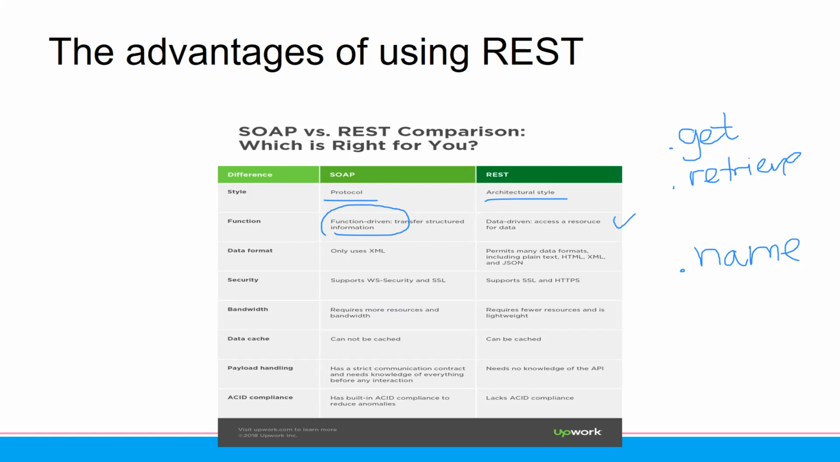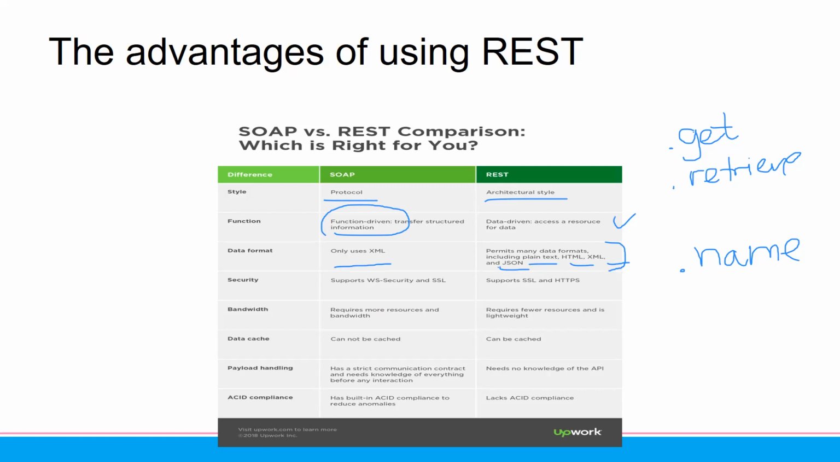Okay. And so SOAP only provides XML, but the REST framework now permits any data format, including plain text, HTML, XML, and JSON. So that's why the REST framework is much better nowadays.